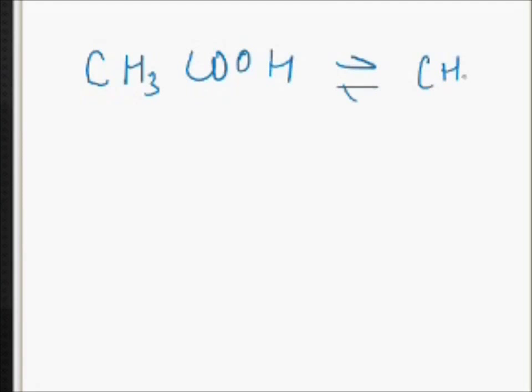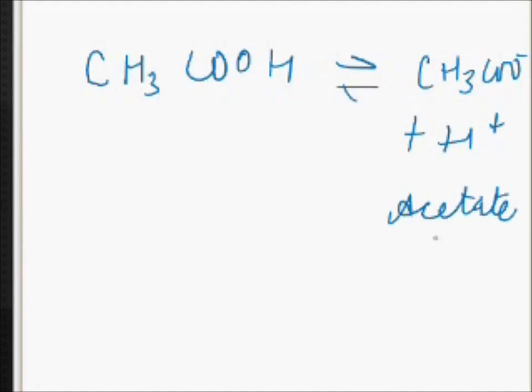The ionization of ethanoic acid is given in this chemical equation: CH3COOH ionizes and forms CH3COO- and H+. This is the acetate ion, and this is ethanoic acid.